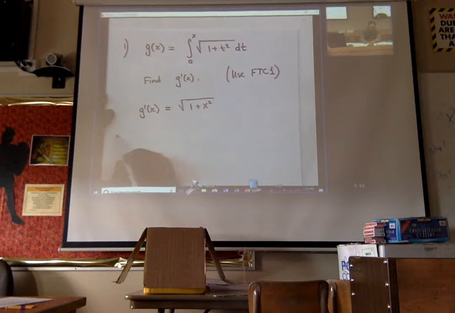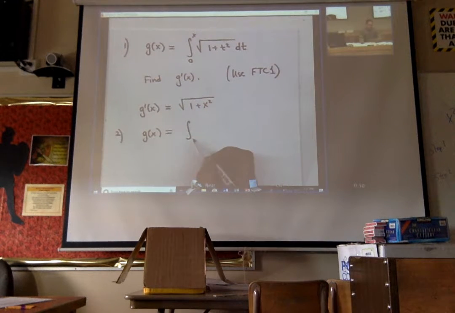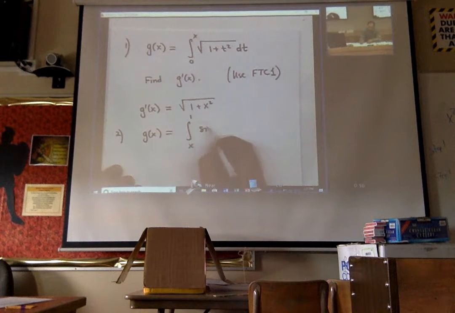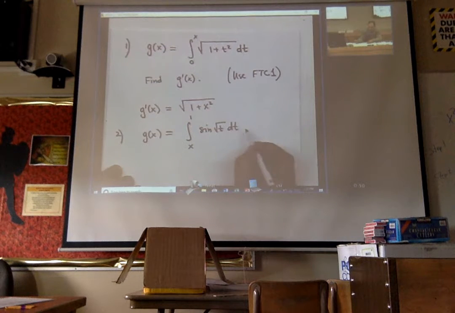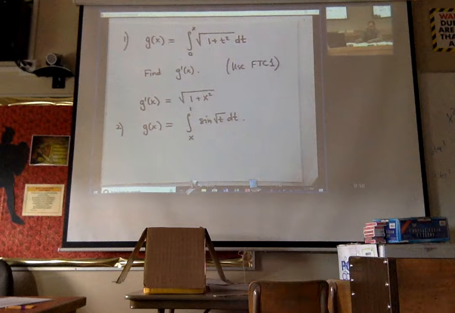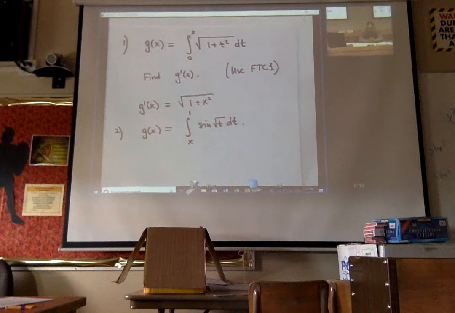Let's do one more. Let's say we have g of x, and we have the integral from x to 1 of sine of square root of t dt. And we still have to find g prime of x. So first thing, look at the theorem, look at my problem. Do you see the difference? What's different?